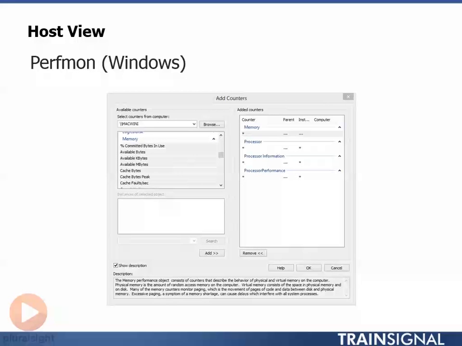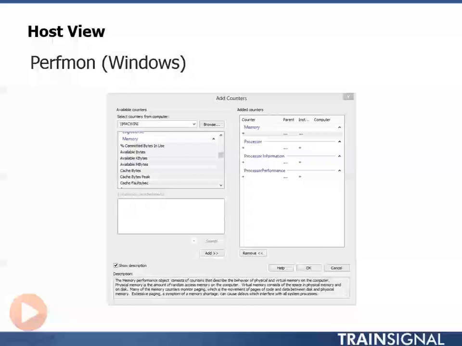The most popular performance tool in the Microsoft Windows world is perfmon. And as we can see on the slide, perfmon allows us to view an extensive set of host-related performance counters. On the screenshot that we've got on the slide, we show some memory-related counters in the list on the left, as well as on the right, we show that we'll be tracking some memory and some processor-related counters.